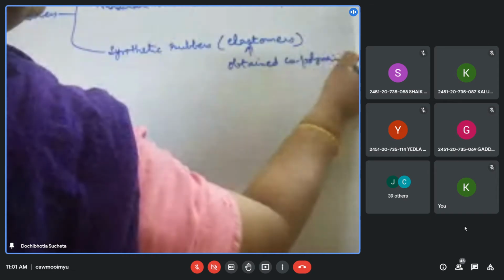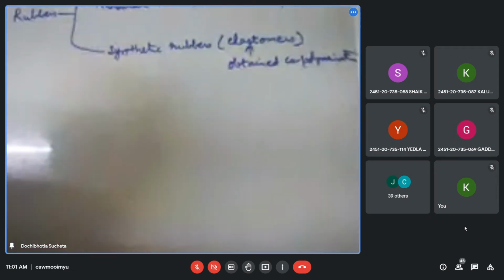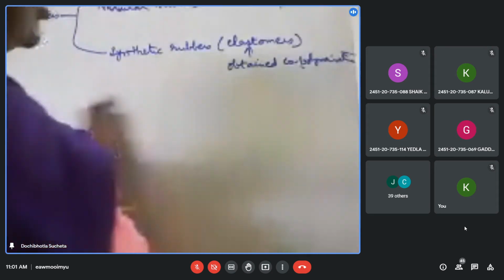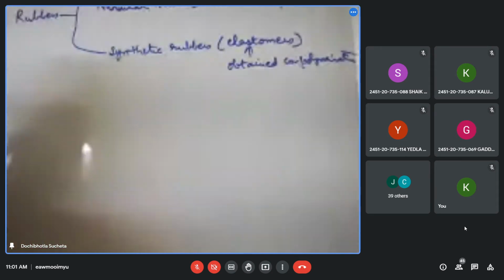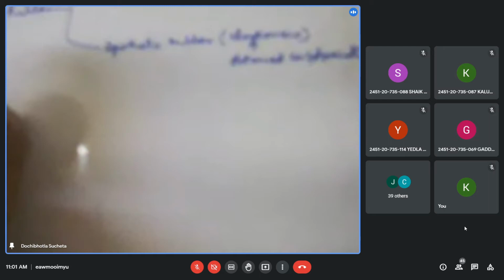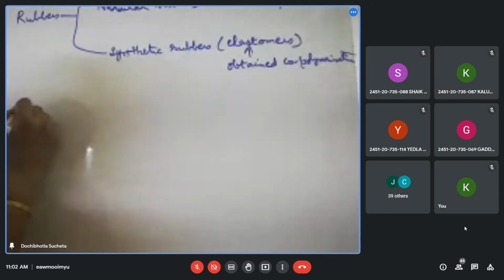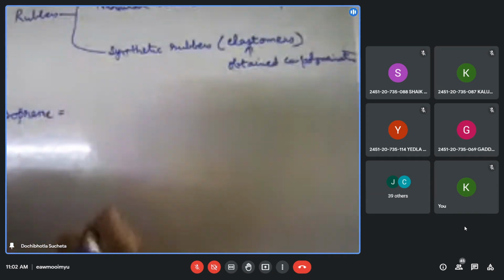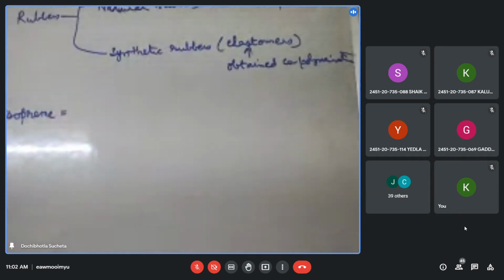That's what I want to just give an introduction. Now, the structure of isoprene. This is a little important because I want to tell one point as an introduction and just go ahead.